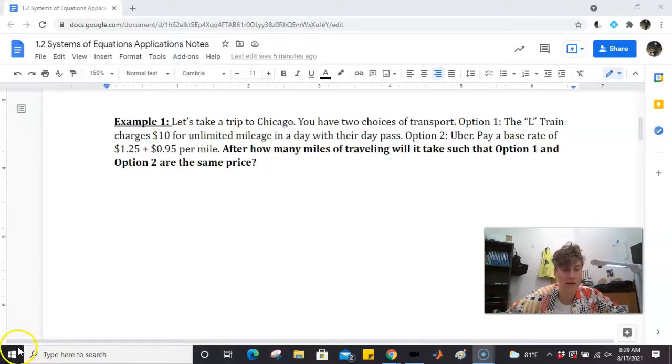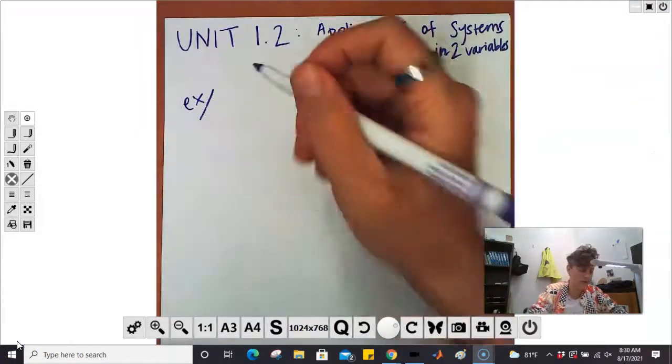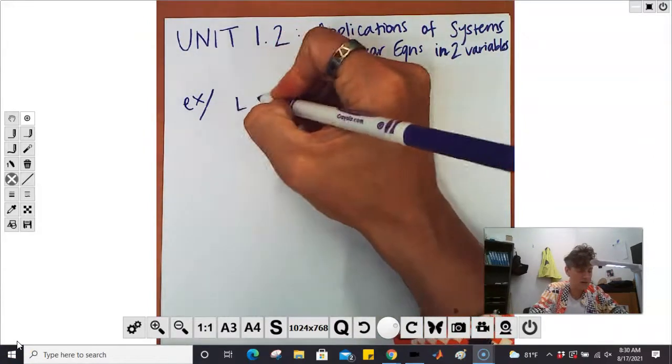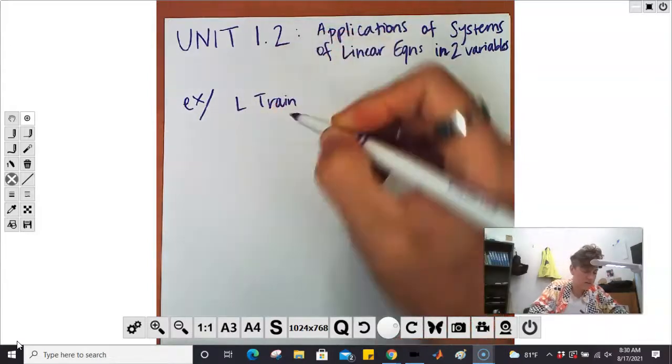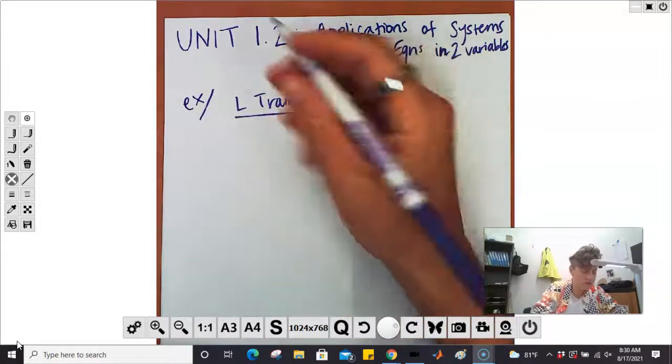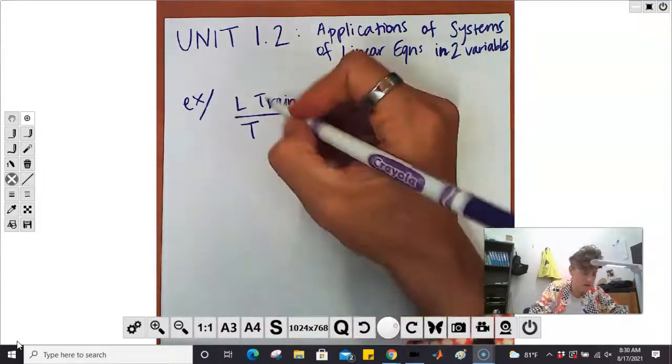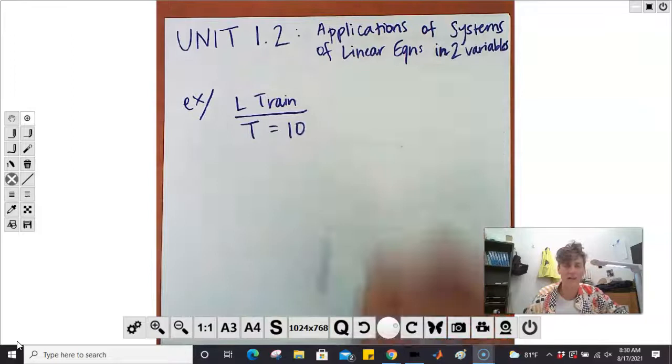Okay, great. So our equation for option 1 is going to be our total cost is just going to equal $10. There's no charge per mile. All right, let's write that down. From example 1, we had option 1, the L train. Our total cost, I'll call that total cost, is just going to equal $10, right?